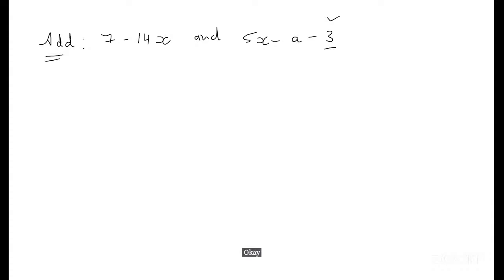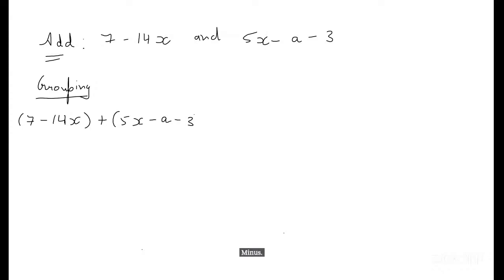Okay, let's try it out. I'm going to solve it. All of you please check your solutions. Let's do the grouping method first. I have to add 7 minus 14x plus 5x minus a minus 3. We'll do grouping.